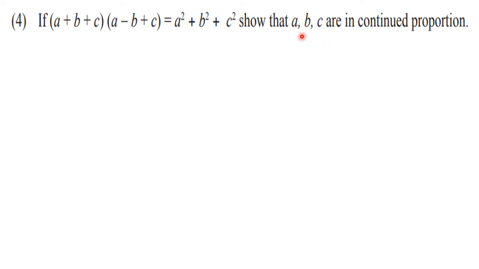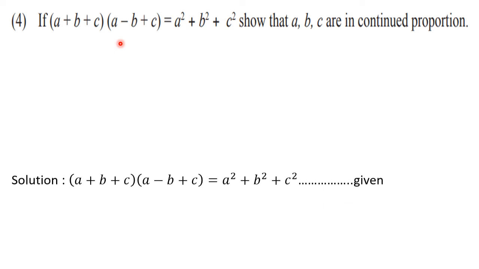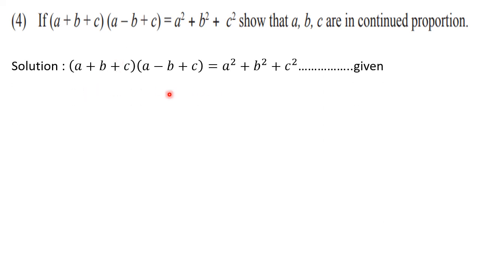Okay. But see, this is what we want to prove. So don't start with this. Always start with what is given to us. Okay, so this equation is given to us. Write down that equation in the beginning. This is the given part. So always start with that.